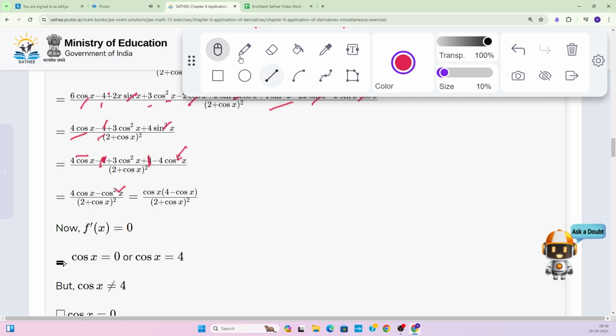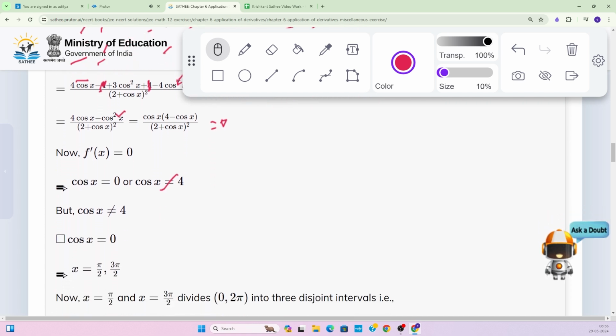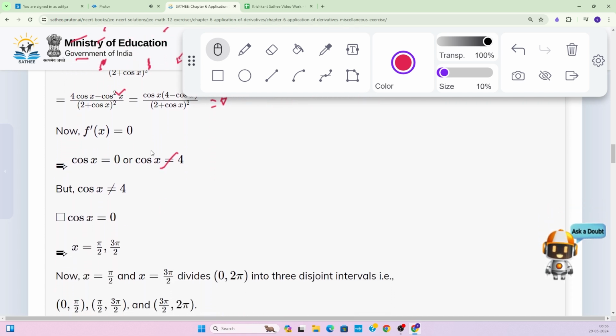Now put it equal to 0 to find the critical points. So put it equal to 0. This means either cos x will be 0 or cos x is equal to 4. This cannot happen, as the range for cos x is just minus 1 to 1, closed interval. So this means the only possibility will be cos x equals 0.